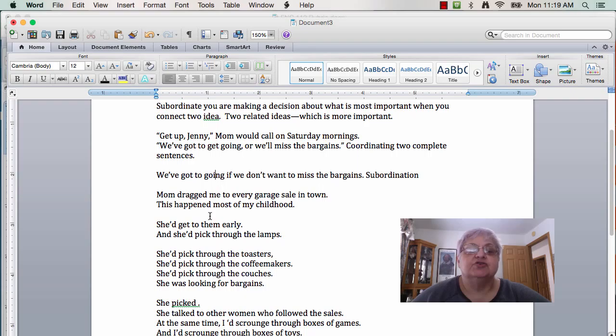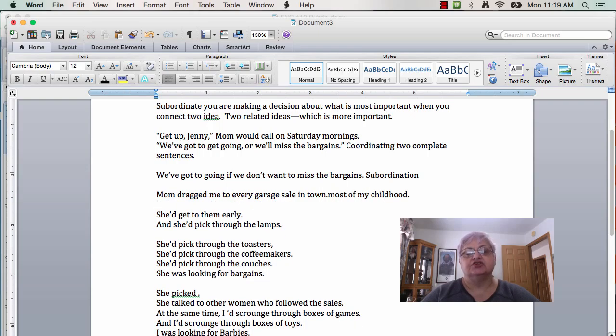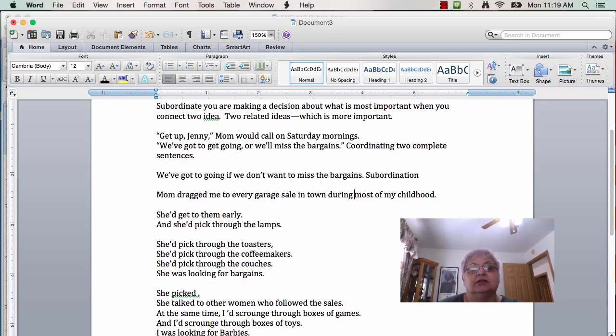The next one: Mom dragged me to every garage sale in town. This happened most of my childhood. I think this is not needed. So I think all you need is really "most of my childhood." And I'm just going to use a simple prep phrase, "during most of my childhood." Okay. You'd get to them early and she'd pick through the lamps. Again, we're using coordination here because they're equal ideas.